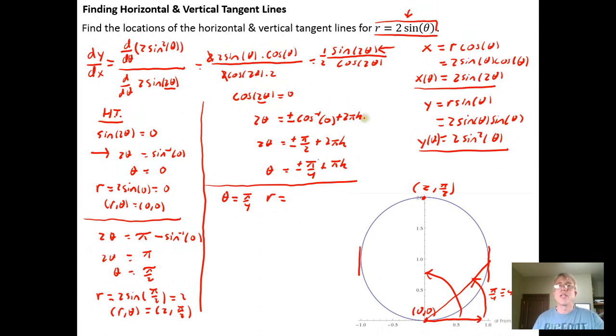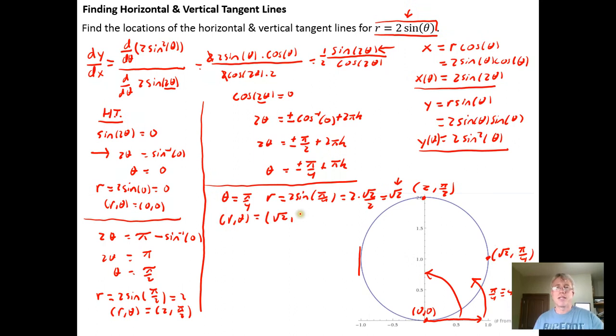So the radius is going to equal 2 sine of pi over 4, which equals 2 times root 2 over 2. So we just get the square root of 2. So this point located right here, where the vertical tangent line is, has radius the square root of 2, and the angle is pi over 4. Because these are polar coordinates, we do radius followed by angle.